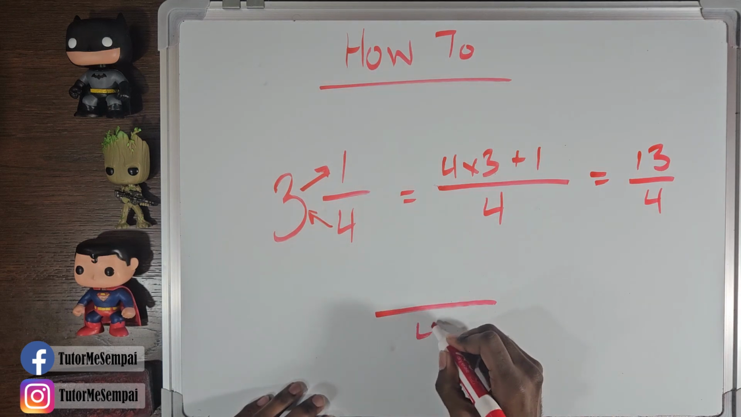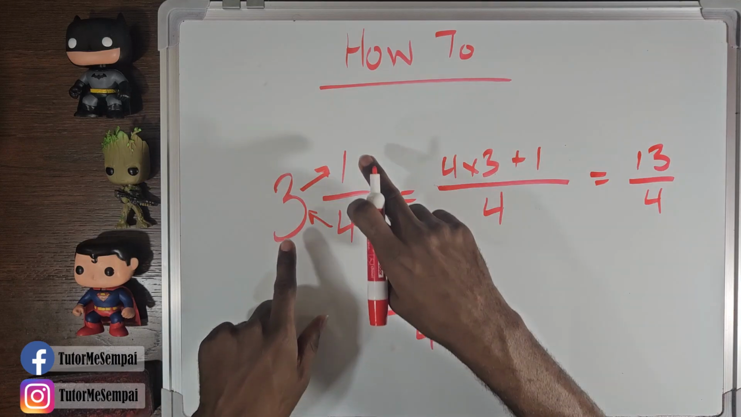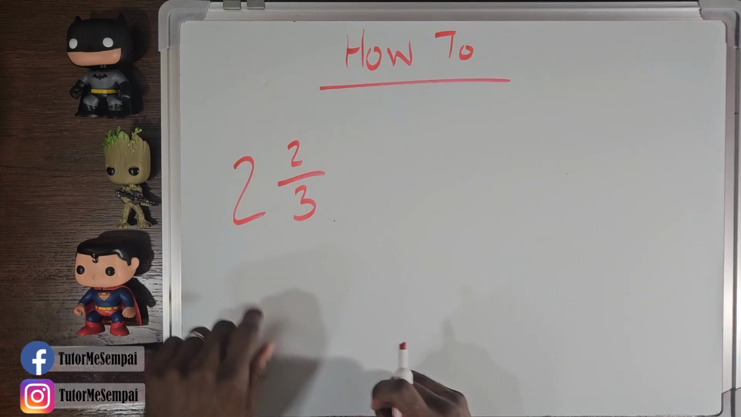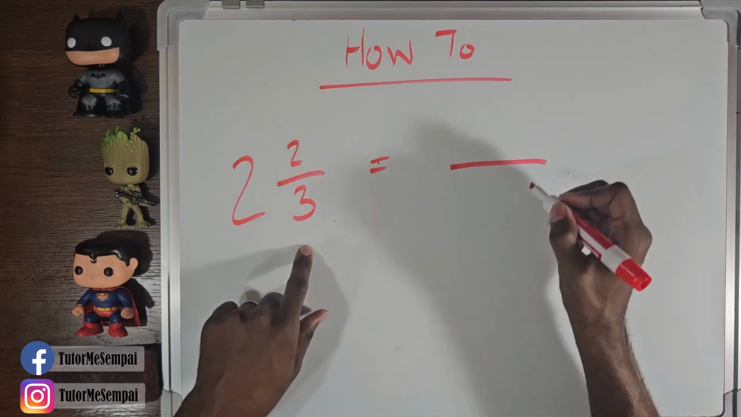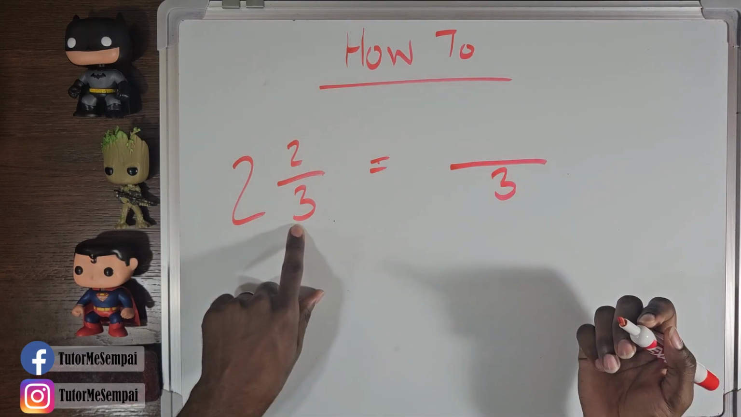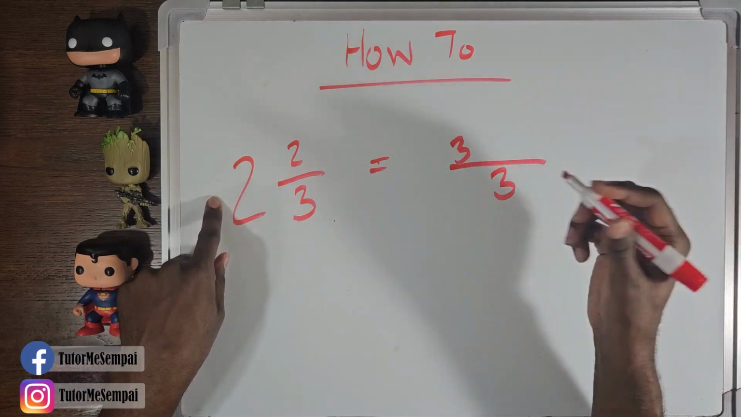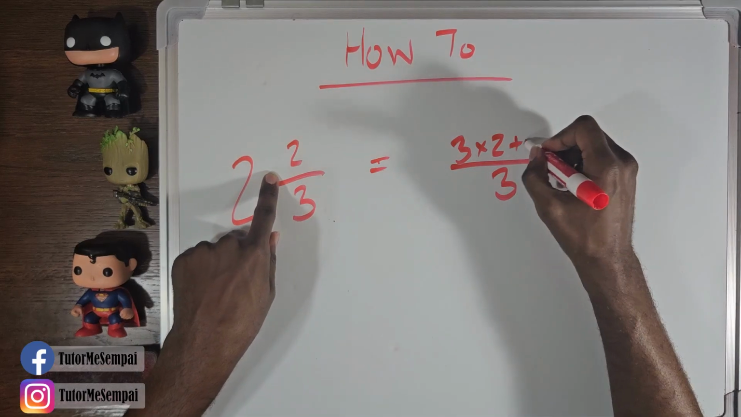You keep your denominator the same. Then you're going to do some multiplication and some addition. Let's see what we get if we do this mixed number. We have 2 2/3. Remember, we want to keep our same denominator. Then you're going to do 3 times 2. So you can write it out like this if it helps you. 3 times 2 plus 2.